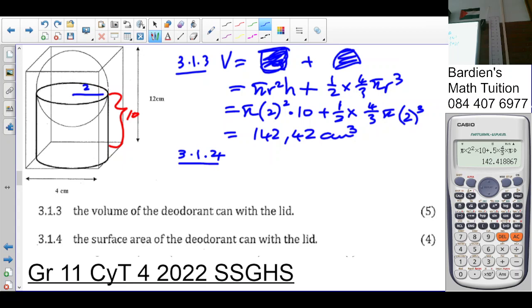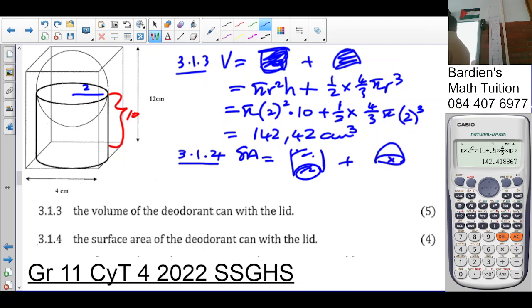3.1.4 now asks you to calculate the surface area of the deodorant can with the lid. So the surface area is going to be this here. Besides the top, the top is excluded, plus the hemisphere, besides the bottom. Not so? Why? Because that is not forming part of the external surface area.